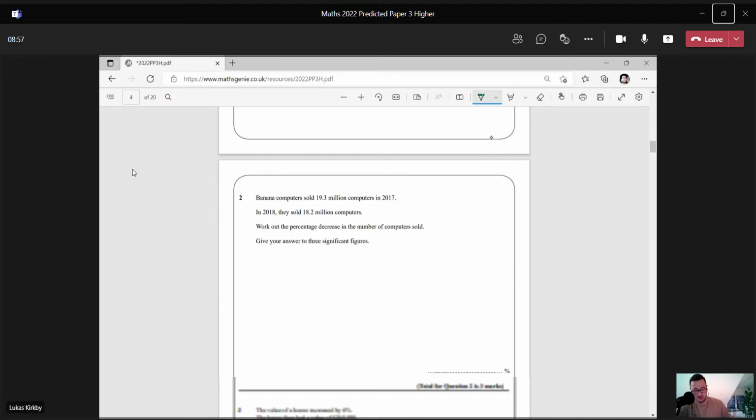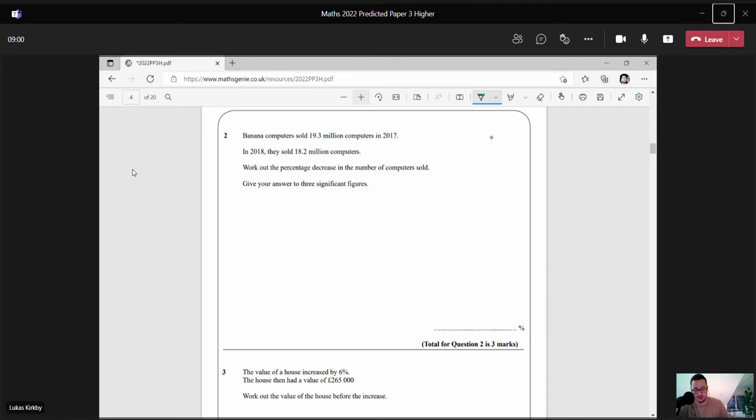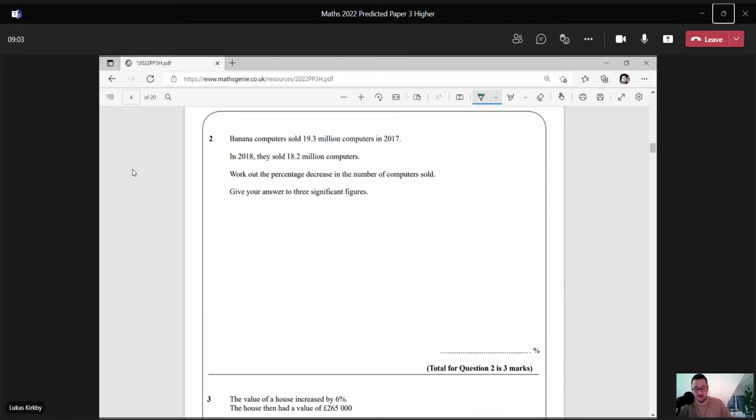All right, number 2. Banana Computers sold 19.3 million computers in 2017, and in 2018 they sold 18.2 million computers. We want to work out the percentage decrease in the number of computers sold. Okay, well, the first thing we want to do is look at how much has it decreased? Well, it's gone from 19.3 to 18.2. So if we do a quick takeaway, that is a 1.1 million decrease. And then the percentage decrease is just going to be 1.1 over the original number.